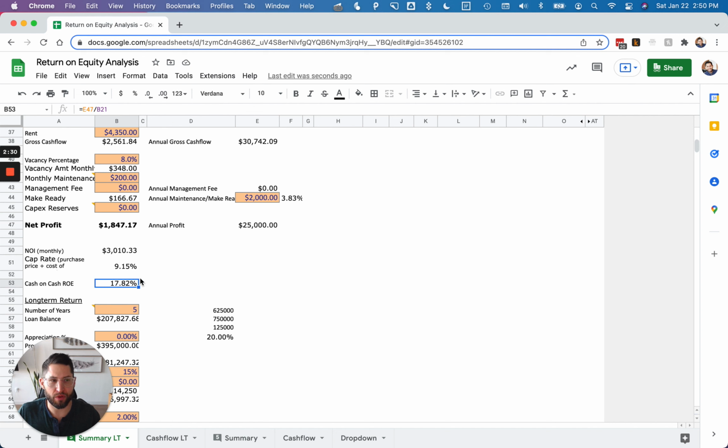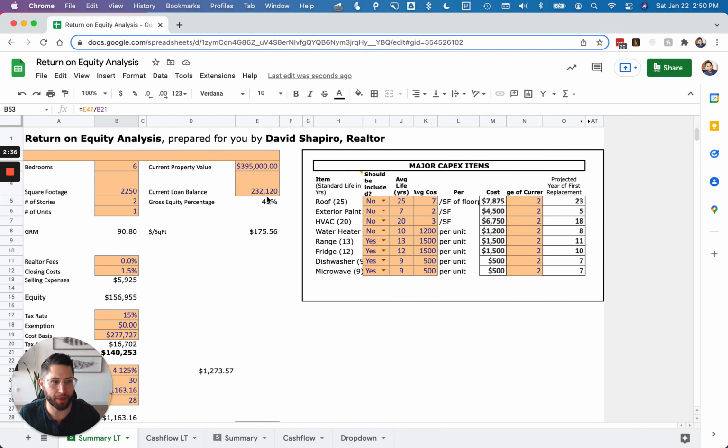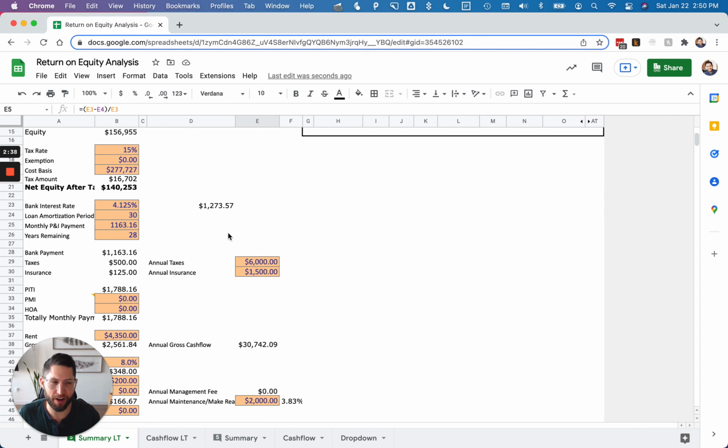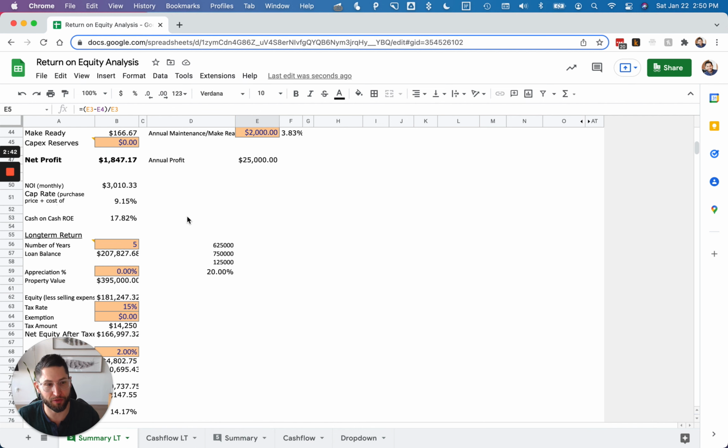Now a new buyer would actually get a higher percent return, because they're probably coming in with a newer loan. They're probably going to put down 20%, 25%. So they could actually have a better return. That's why it's important to calculate this differently.